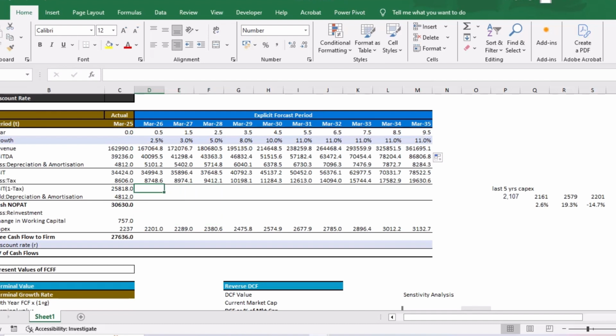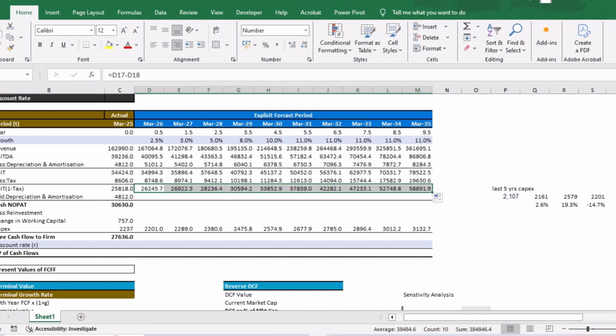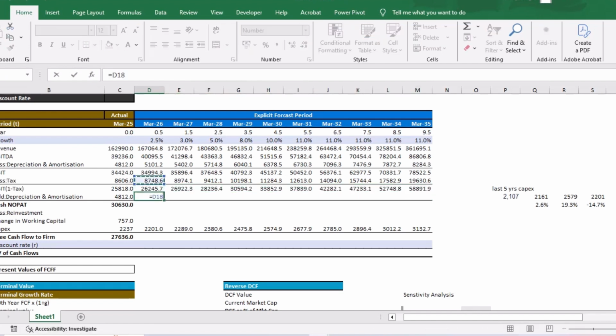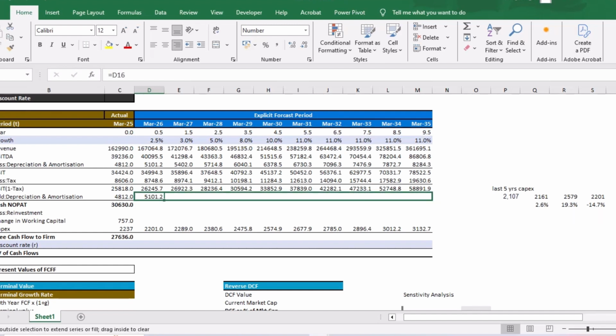So this will be EBIT minus tax. We have arrived at this figure, adding back the depreciation. So this figure, and then NOPAT.